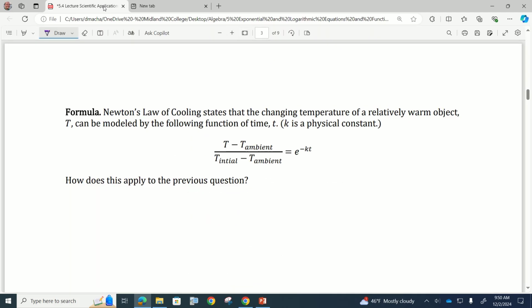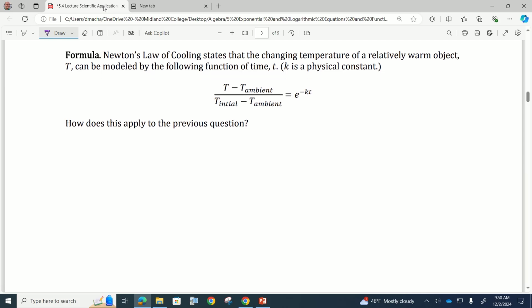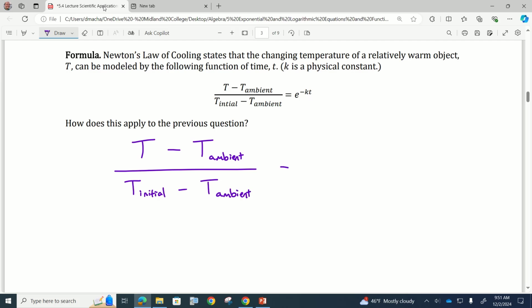So I put this formula on the top of your homework, and honestly, I don't think you need to know this, but if you were taking a physics class, this is called Newton's law of heating and cooling. In this case, we were cooling down a hot object, so you might call it Newton's law of cooling. And what this says is that the temperature of the object we care about minus the ambient temperature, that just means the temperature of the surroundings, divided by the initial temperature of the warm object we care about minus the ambient temperature. This ratio is equal to e to the power negative kt.